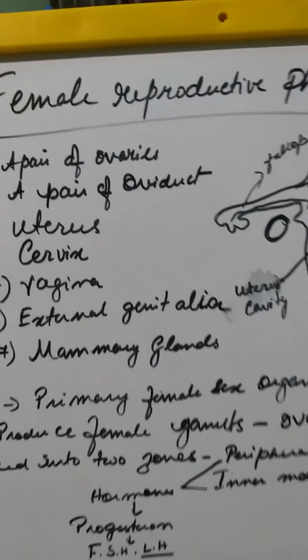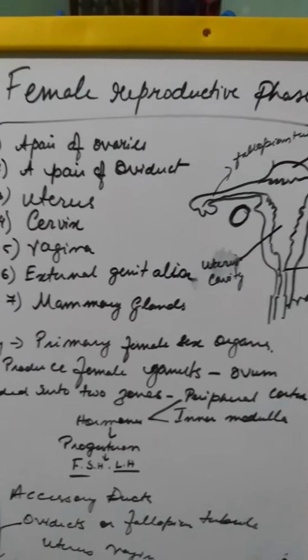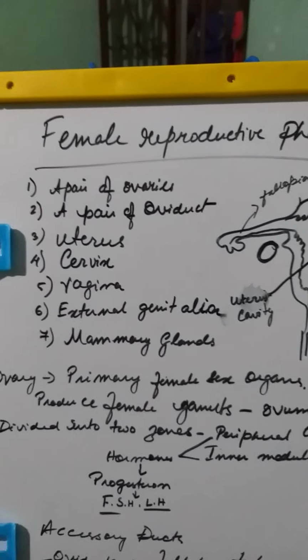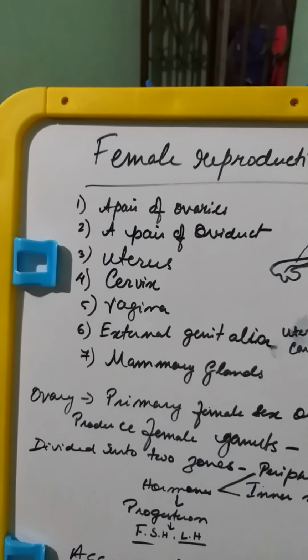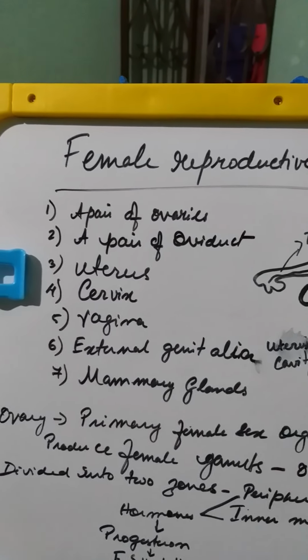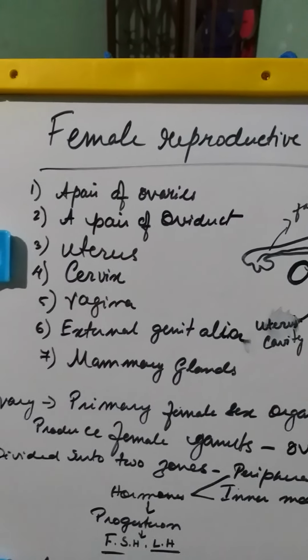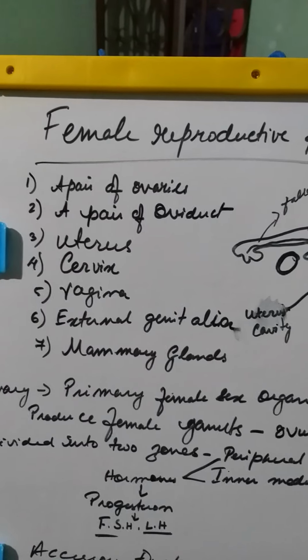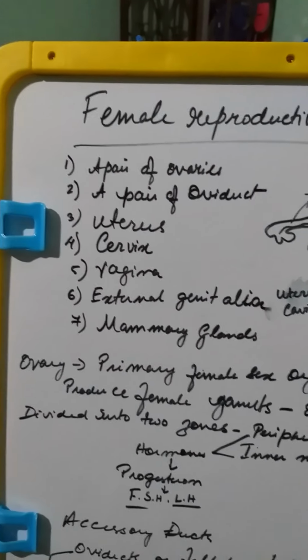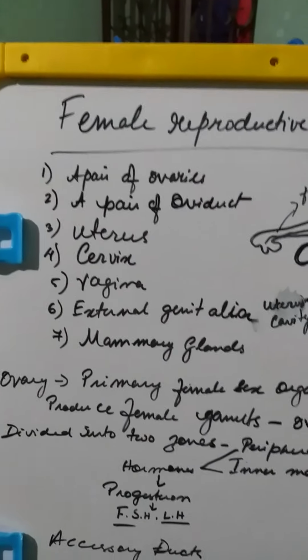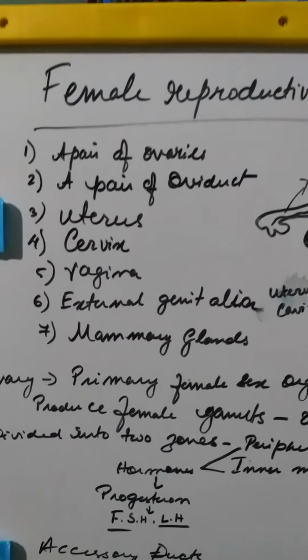Now, here we'll be discussing the female reproductive phase. So, the female reproductive organs: we begin with certain vital organs, the primary ones. One, a pair of ovaries; two, a pair of oviducts; three, the uterus; four, the cervix; five, the vagina; six, the external genitalia; and seven, the mammary gland. So these are very important primary female sex organs.